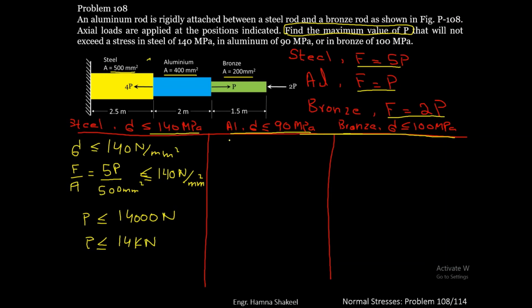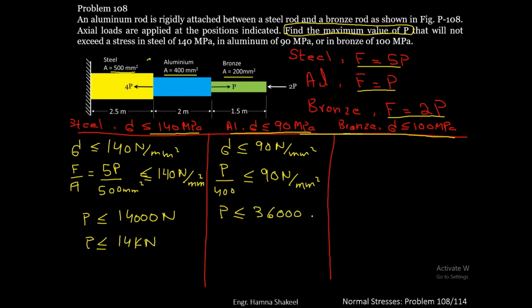Let's do the same thing for aluminium. So the stress in aluminium must be less than or equal to 90 Newton per millimeter square. The force in aluminium is P. The area of aluminium is 400. So P is less than or equal to 3600 Newton, or you can say less than or equal to 36 kilonewton.